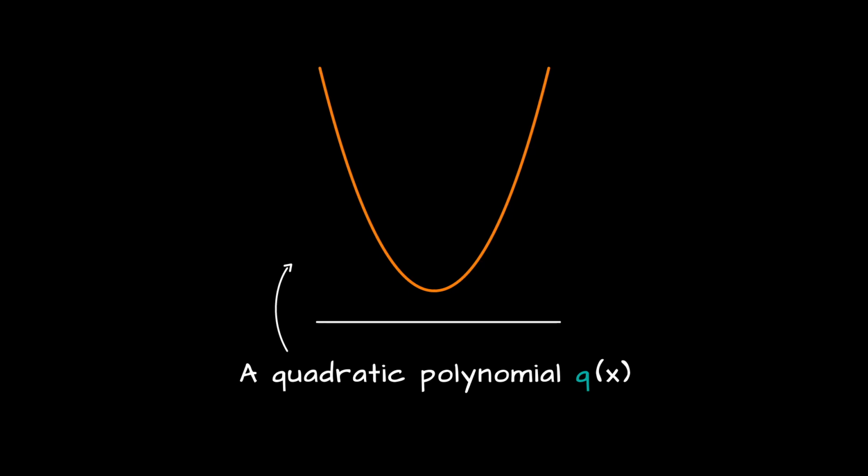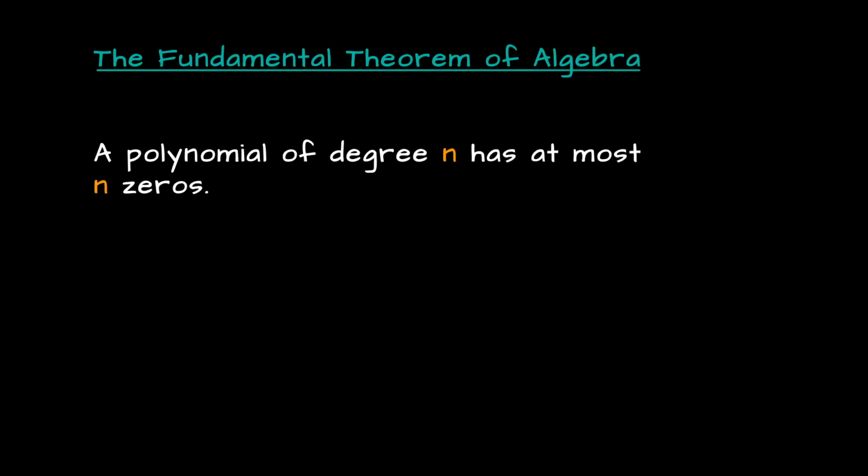This geometric intuition is important for understanding why a polynomial of degree 2 can have at most 2 real roots. And the basic idea turns out to generalize to all polynomials. The most important result in mathematics regarding the zeros of polynomials is the aptly named fundamental theorem of algebra.